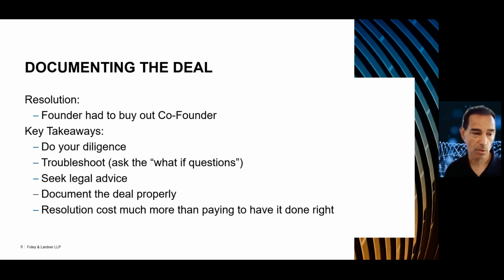So key takeaways here are: do your diligence, really understand the relationship you're creating. If you have a co-founder you want to bring in, or whether it's a partner or a joint venture partner, what have you, you really need to do your diligence. Understand the person, understand what they're going to contribute, or the company, and what they're going to bring to the table.